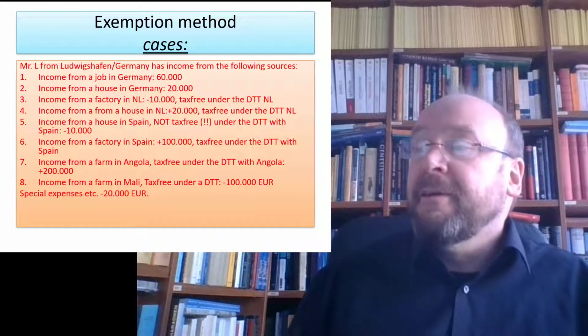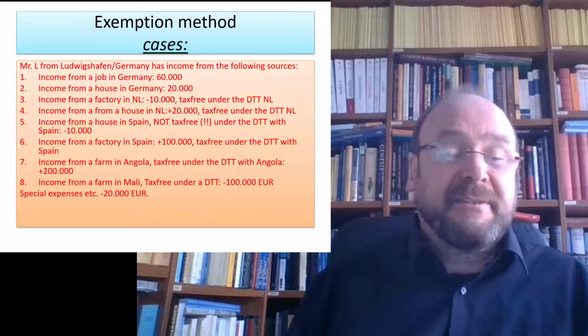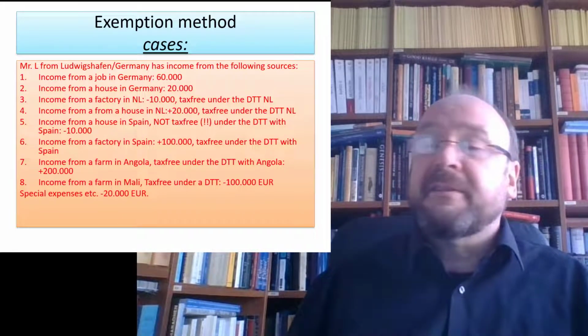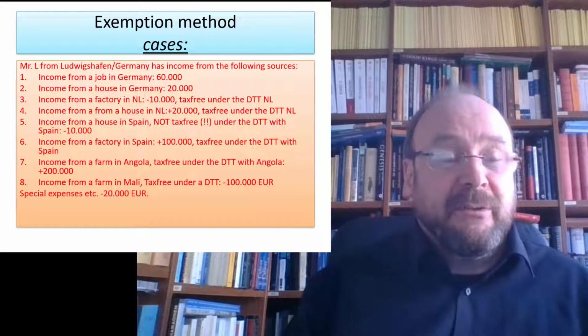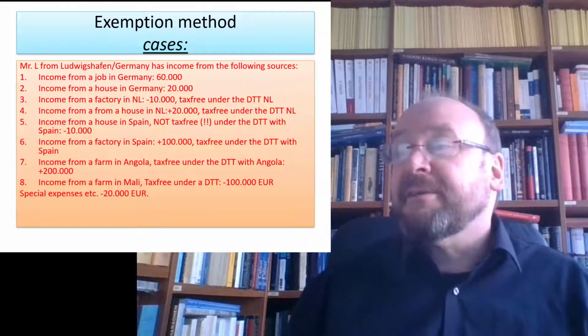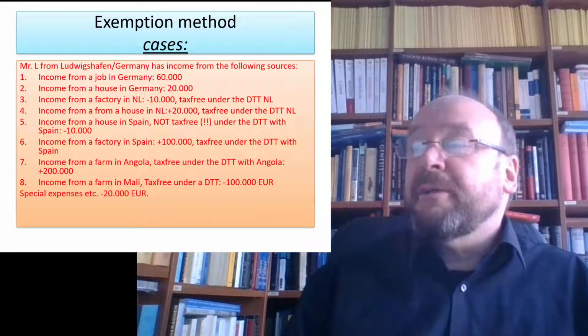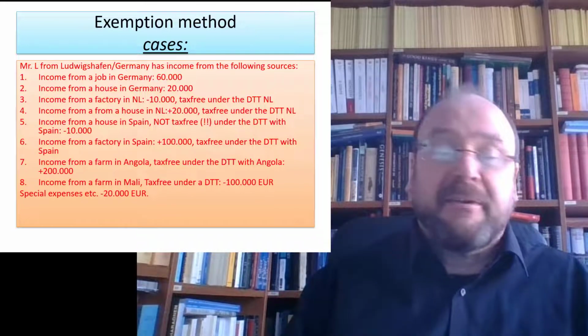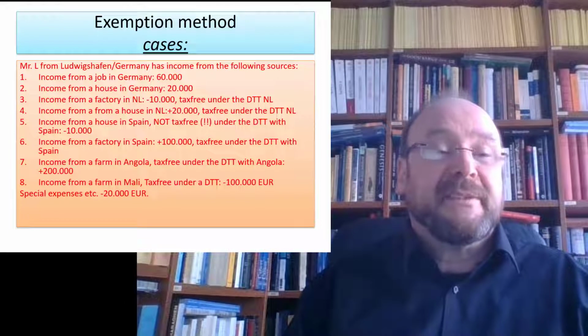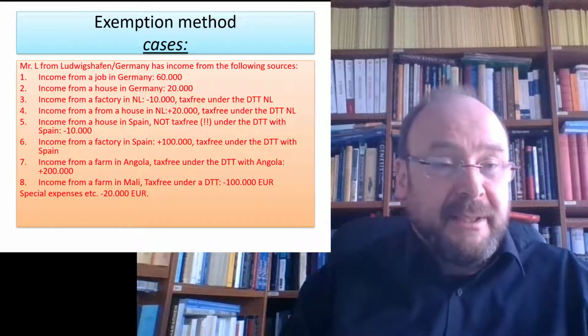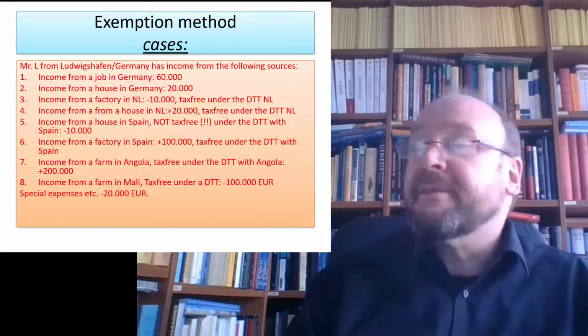Factory in Spain, 100,000 is tax-free under the DTT, but the factory counts for the Proviso. This is a genuine risky investment. It counts. The farm in Angola is tax-free for the tax rate. It counts under the Proviso because there is no suspension of the Proviso for income from sources in third states.